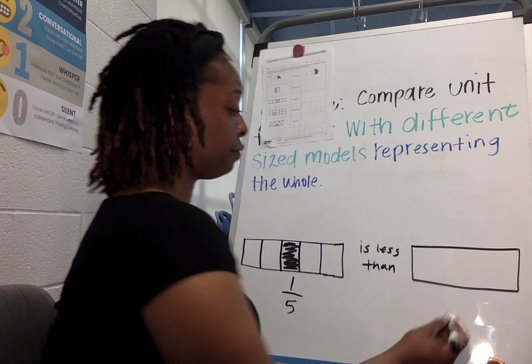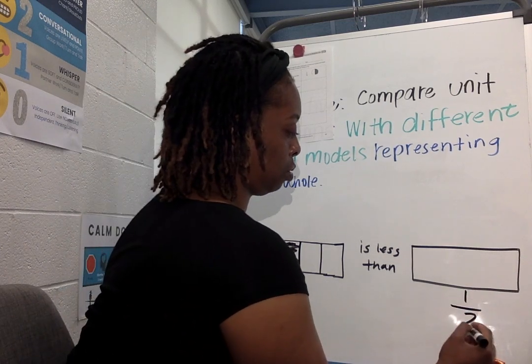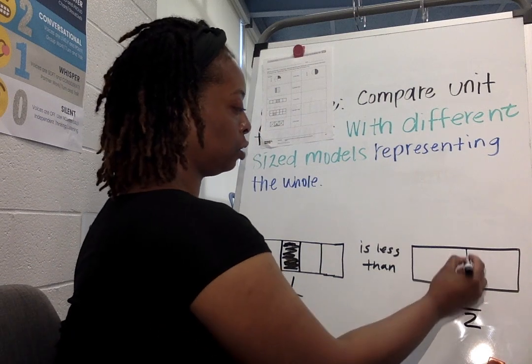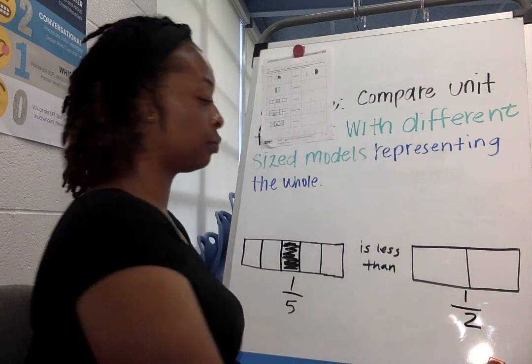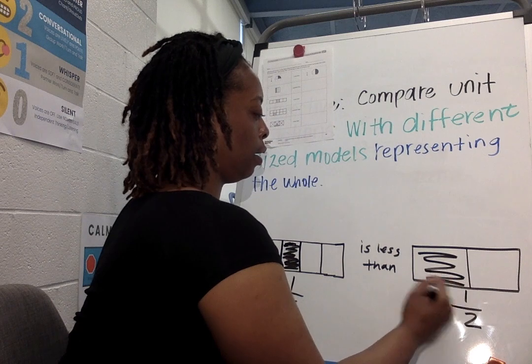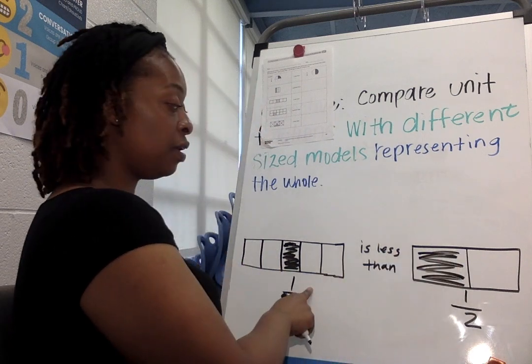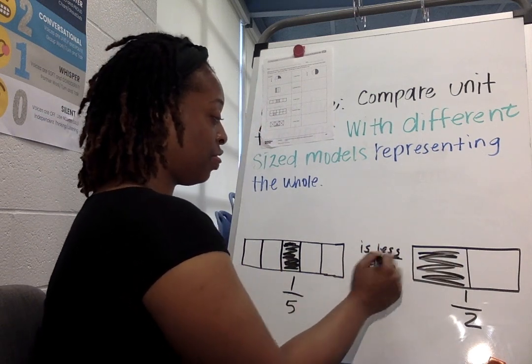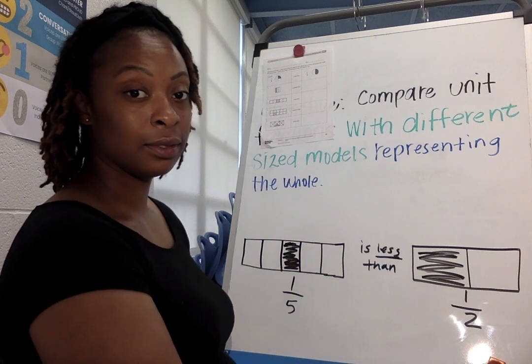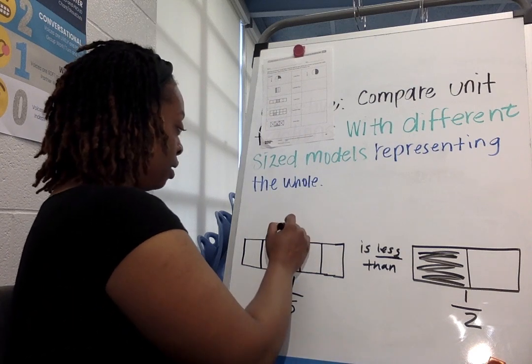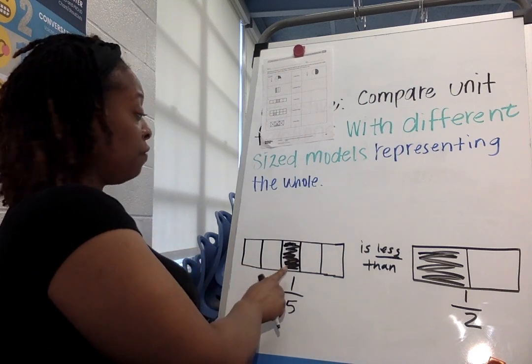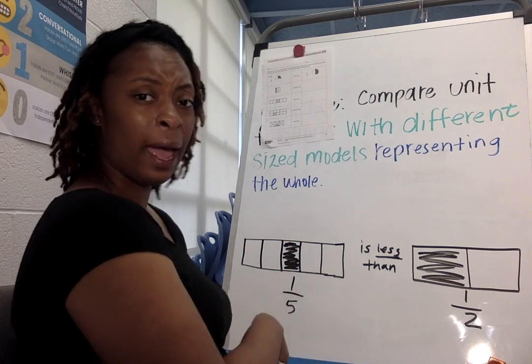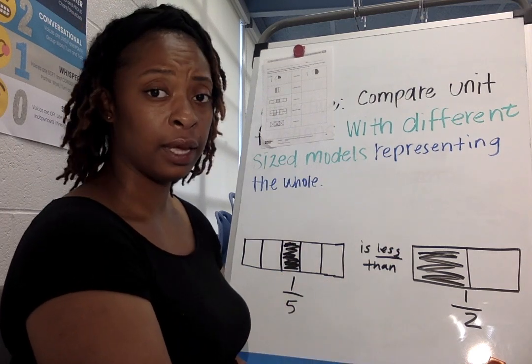We could do 1/2. That just means partitioning it down the middle, shading one part. 1/5 is less than 1/2. 1/5 of, let's say this is a piece of cake, 1/5 of a piece of cake is way less than 1/2 of a piece of cake.